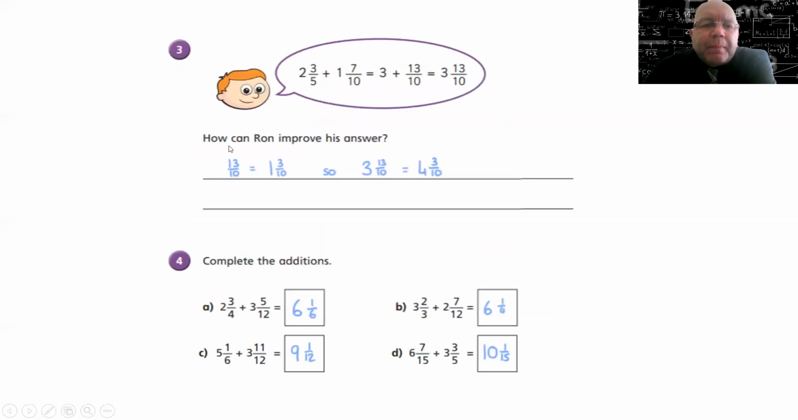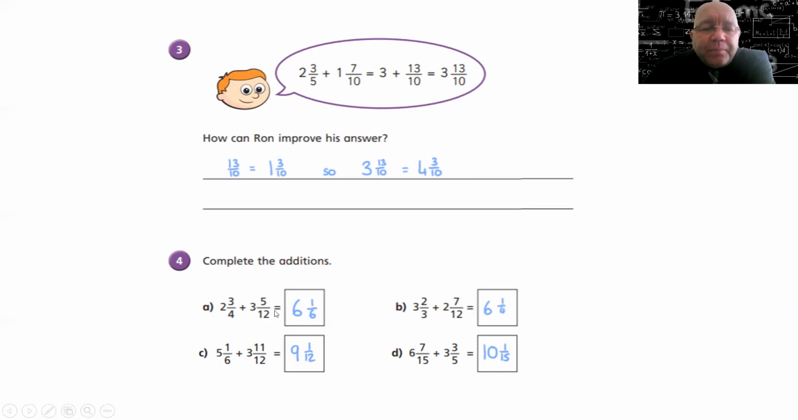Write your answers. Now, 3 and 13/10 is an incorrect way of writing a fraction because we've got a whole number and an improper fraction together. So we need to turn this improper fraction into a mixed number and then add it to the 3. So 13 over 10 is the same as 1 and 3/10. So we can add the 1 to the 3, giving us 4 and 3/10. Okay, so that's just a very ugly way of writing it.